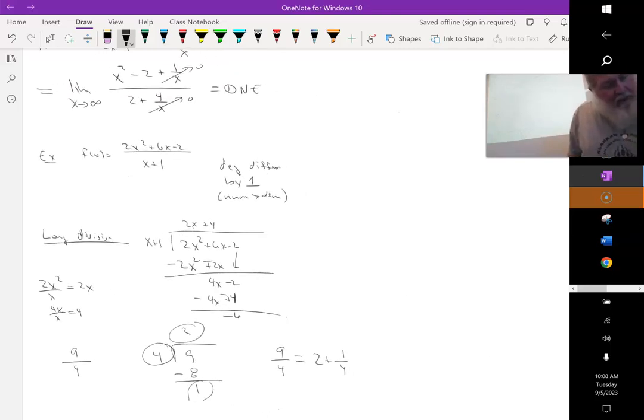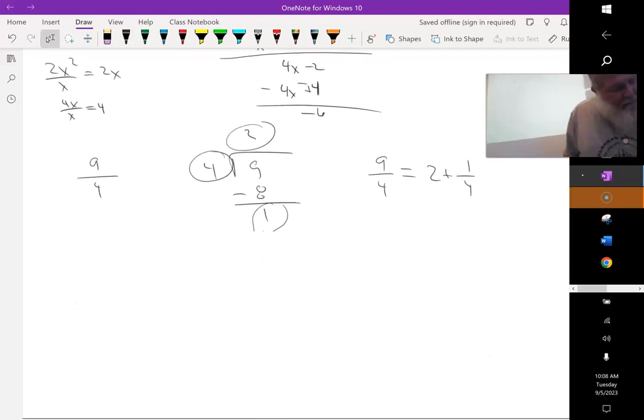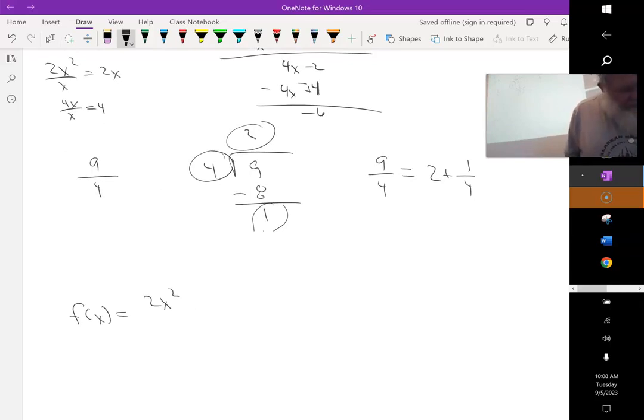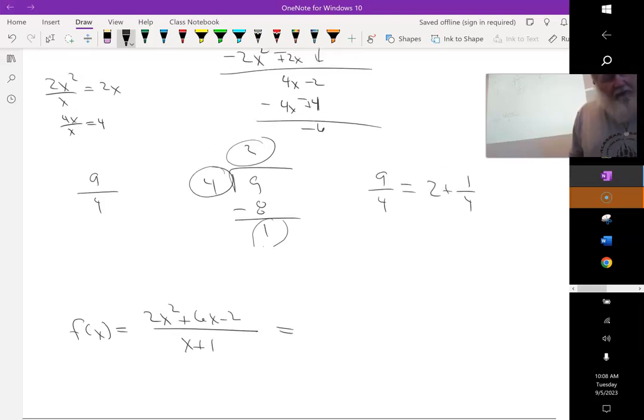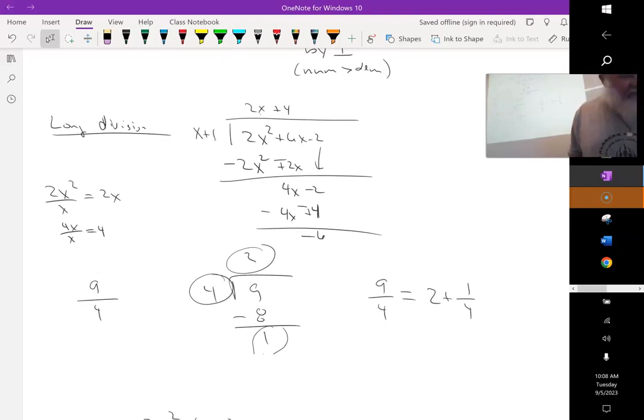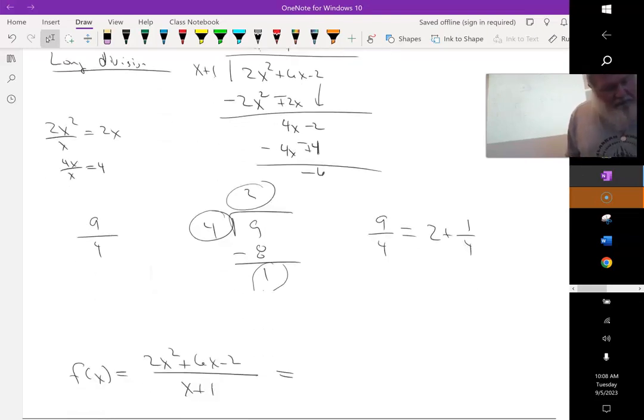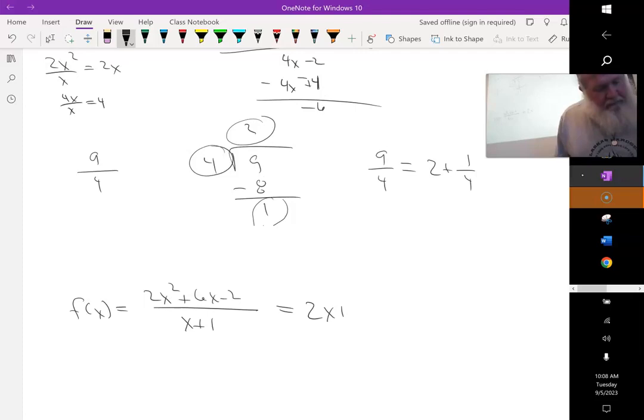So on this one, let me rewrite this here: 2x squared plus 6x minus 2 over x plus 1. Well, what was our whole part? How many times did it go in there? 2x plus 4, right? Everybody see the 2x plus 4? Plus the remainder. Well, what was the remainder? The remainder was minus 6 over the divisor. What did we divide by? That x plus 1.